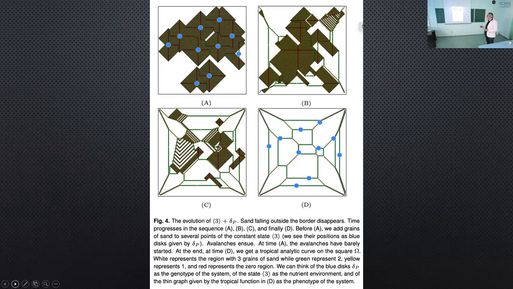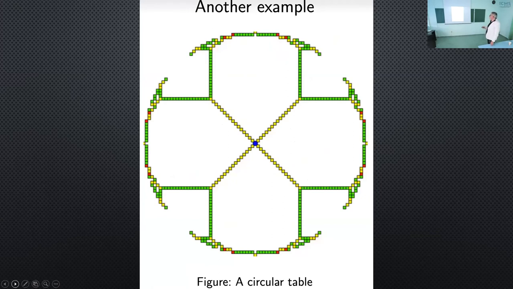But we want to interpret the points that you chose as the DNA, the genotype, and the curve that you take as the animal, the phenotype. So you have the points of the DNA, the genotype, and the curve is the phenotype. If you want to program Mickey Mouse, you have to know where to put the DNA in order to obtain the Mickey Mouse, whatever. This is the phenotype of the system. The circle we already saw, it's a very beautiful example.